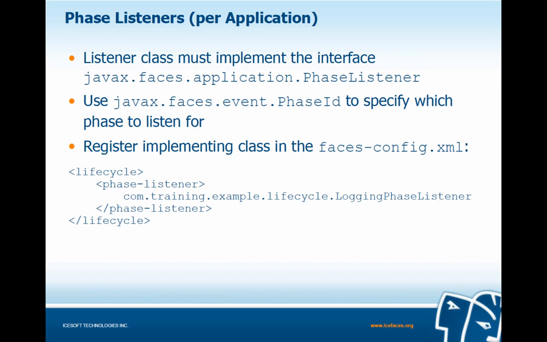In order to implement an application-wide phase listener, we must implement the phase listener interface, and we're going to use the phase ID to specify which phase to listen for. We're then going to register the implementing class in our faces config file like so. Here we have a phase listener called logging phase listener.